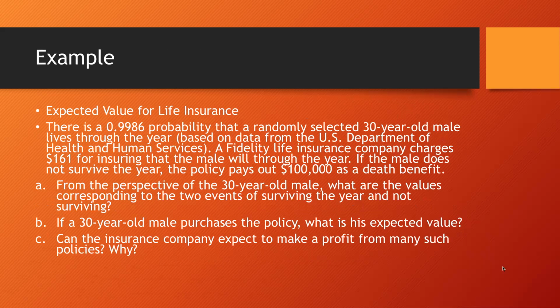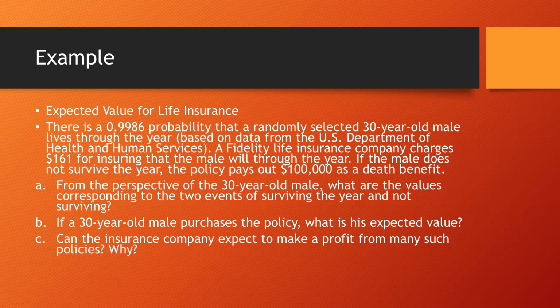So here's the expected value for life insurance, and this is how, for example, they calculate insurance policies. Actuaries use this in actuarial science. In this example, we have a 0.9986 probability that a randomly selected 30-year-old male lives through the year, based on data from the US Department of Health and Human Services. A Fidelity Life Insurance Company charges $161 for insuring that the male will live through the year. If the male does not survive the year, the policy pays out $100,000 as a death benefit.